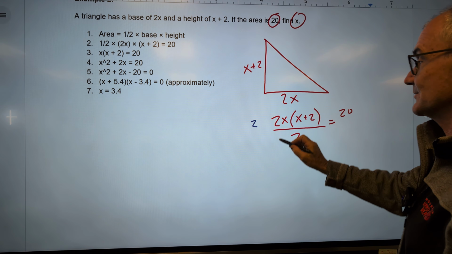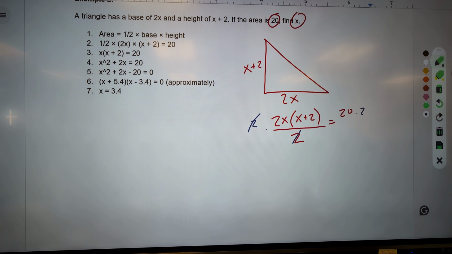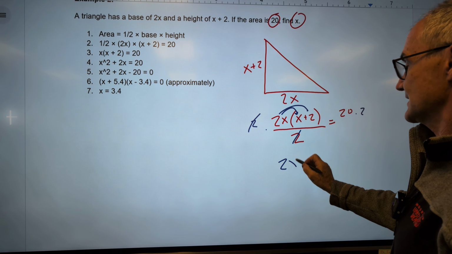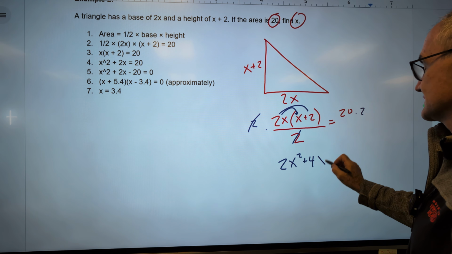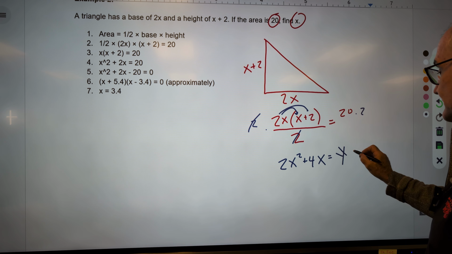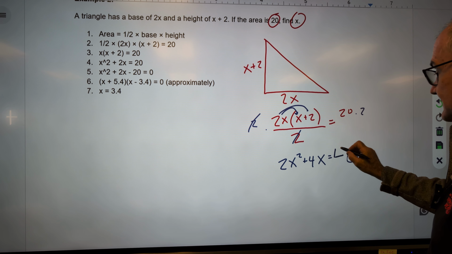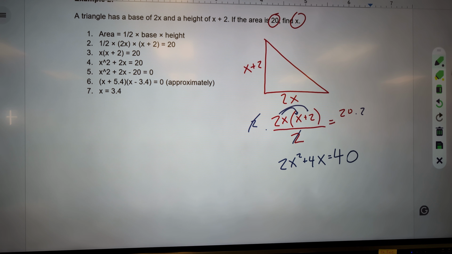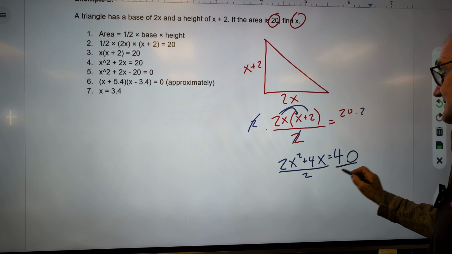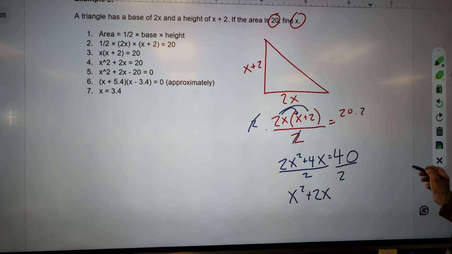Cross multiply, or multiply both sides by 2. These cancel, and that gives me equal to 40. Distribute this quantity through. 2x squared plus 4x equal to 40. Nice 4 there, huh? Okay, I could divide both sides by 2 right now, or I could factor it out. I think I'll divide both sides by 2. That's going to give me x squared plus 2x equals 20.